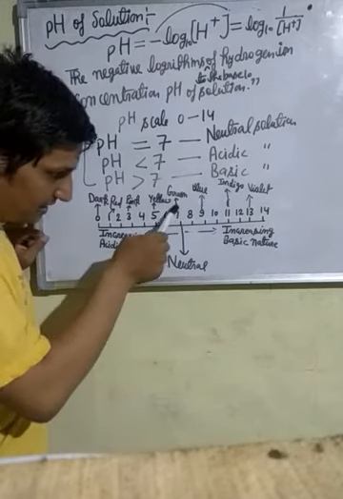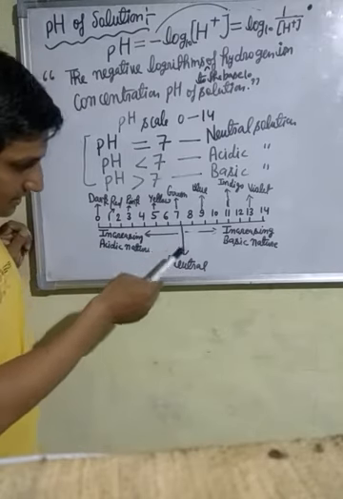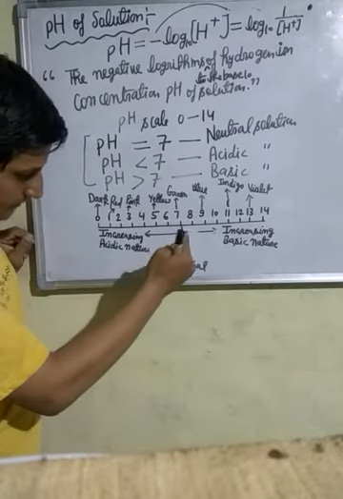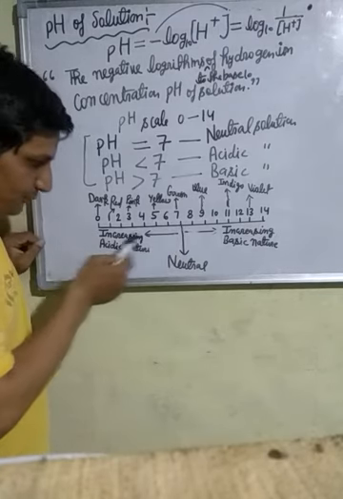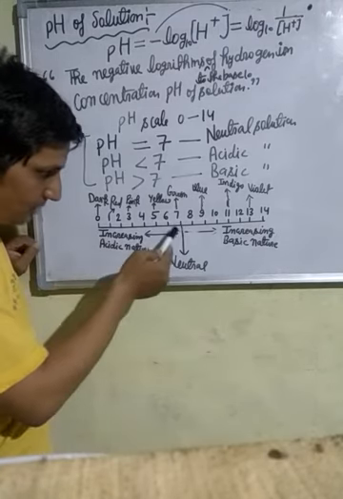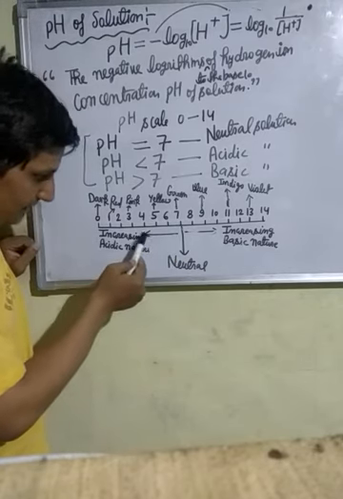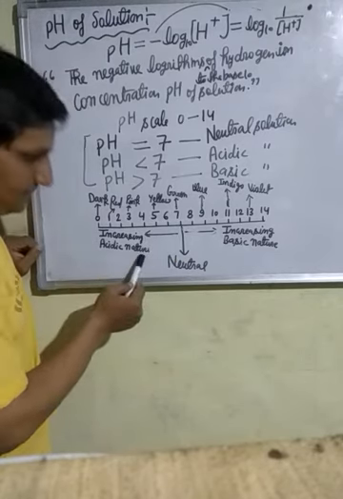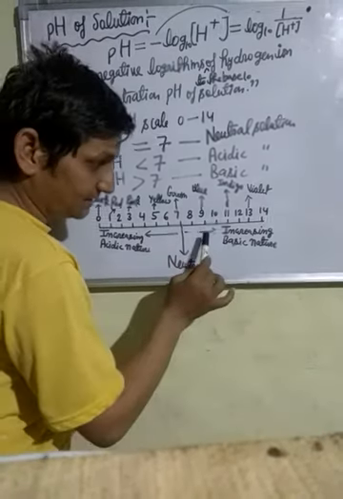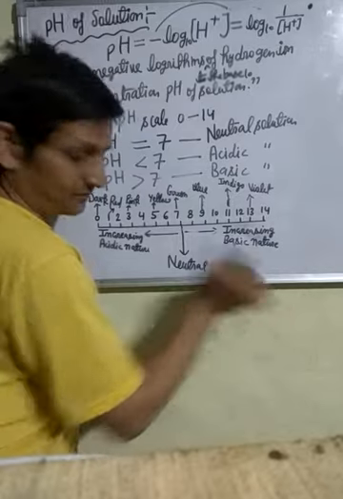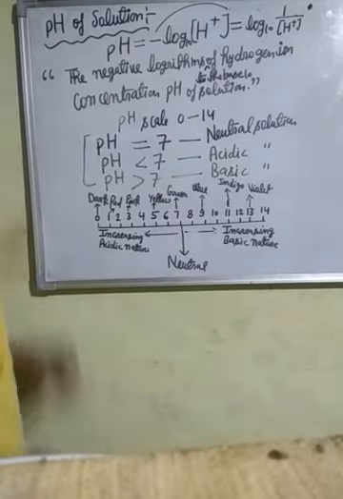After this, if pH is 7, solution is neutral solution. After this, on moving towards 0, this is the order. On moving from right to left means towards 0, this is the increasing acidic nature. And after this, from 8 to 14, this is increasing basic nature. And 7 is neutral. Okay?